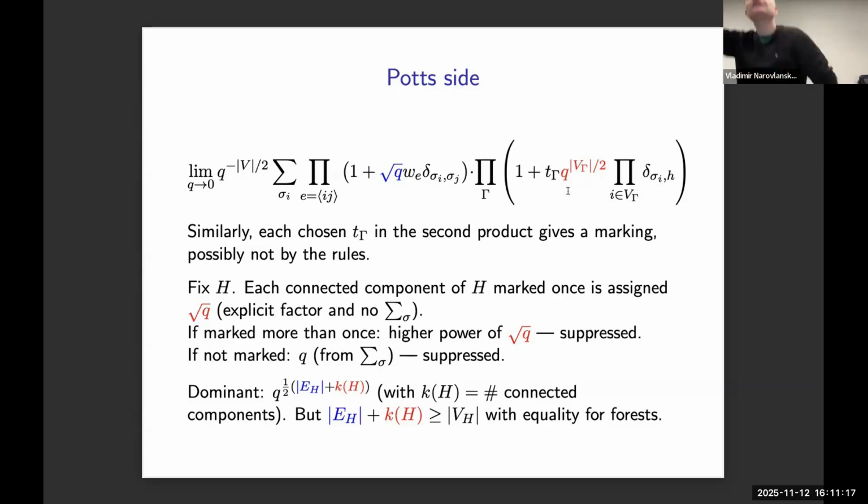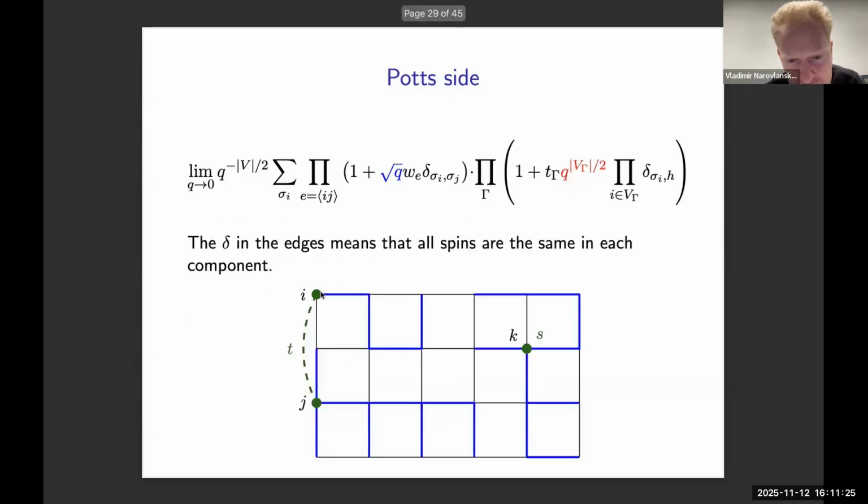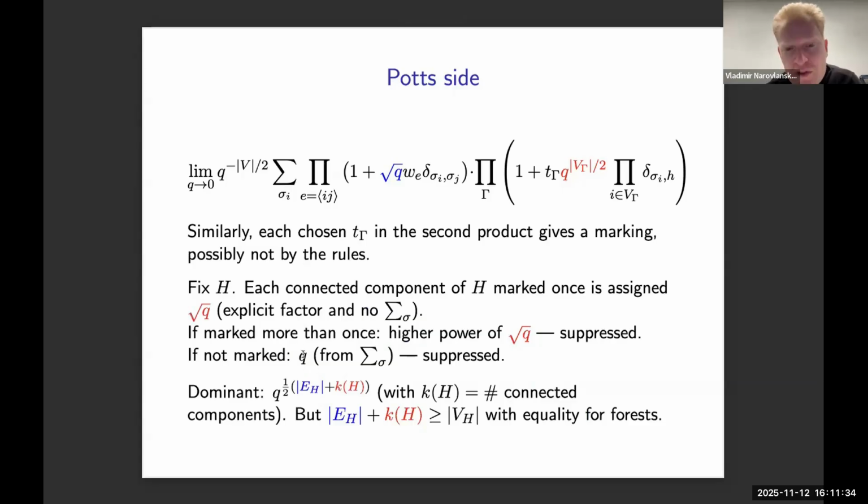Okay, so that will be suppressed when q goes to 0. The only remaining case is what happens if you have no markings at all. Let's say that in this connected component, you have no dots. In that case, you will not have the magnetic field. So you'll need to sum over the Potts degree of freedom, which will give you a factor of q. So again, it's suppressed, okay? So you see that the q goes to 0 limit tells you that all the markings are automatically only allowed markings. They're all correct, okay?